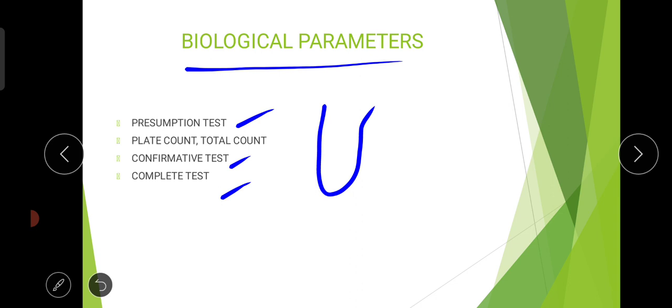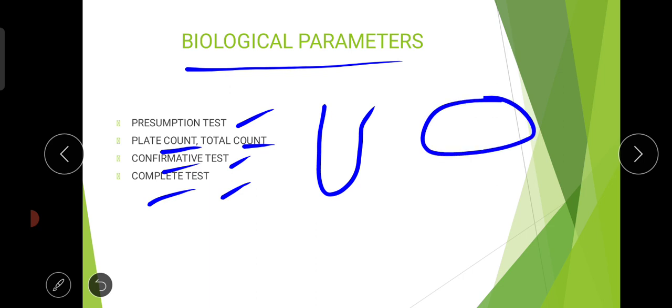To confirm whether it is due to the presence of coliform or other forms, we have to go further for the confirmative and completed tests, and even the plate count test and total count test. What is the plate count test and total count test? The plate count test is nothing but this: here we have to take Petri plates.